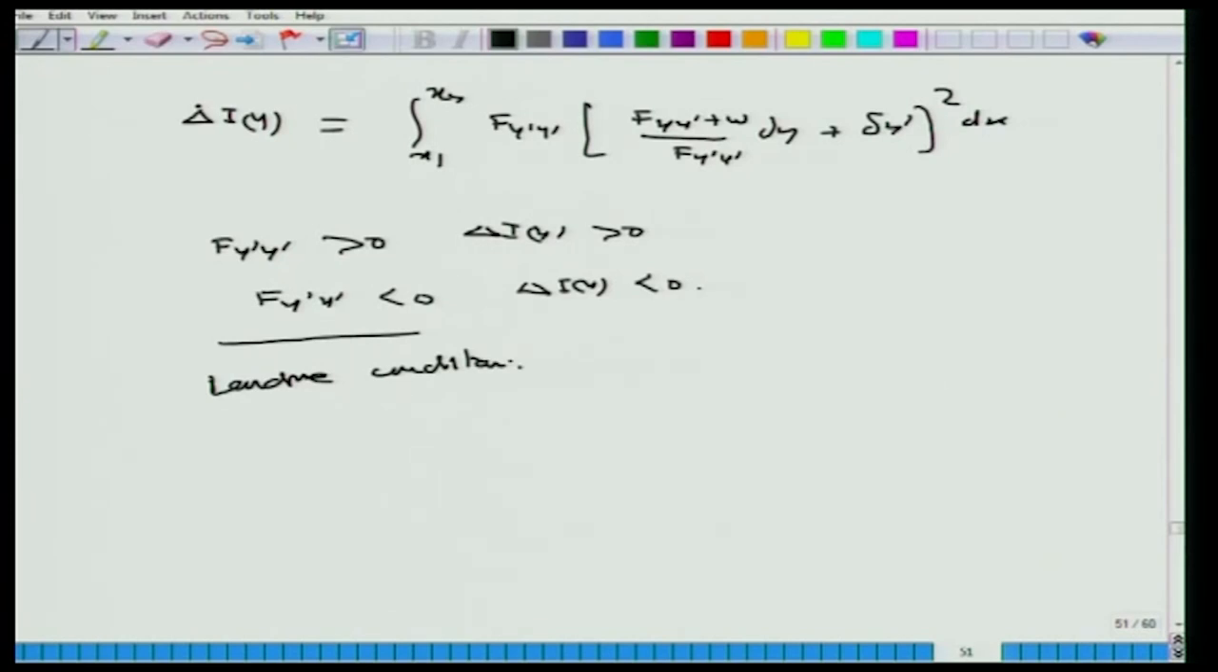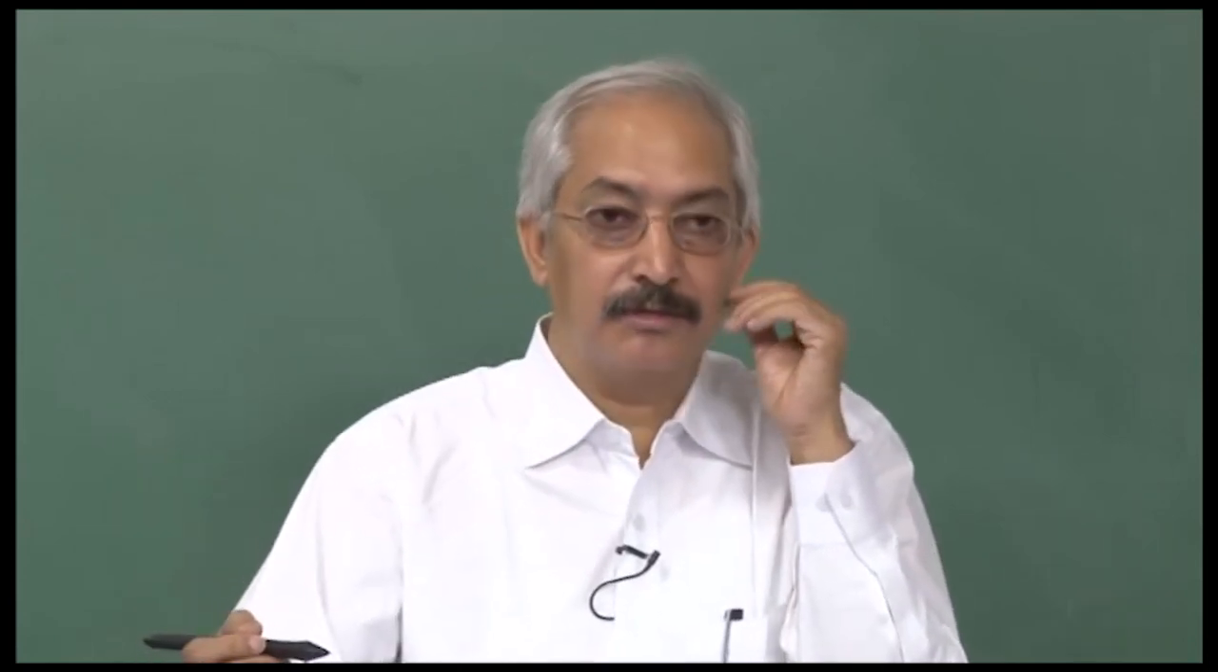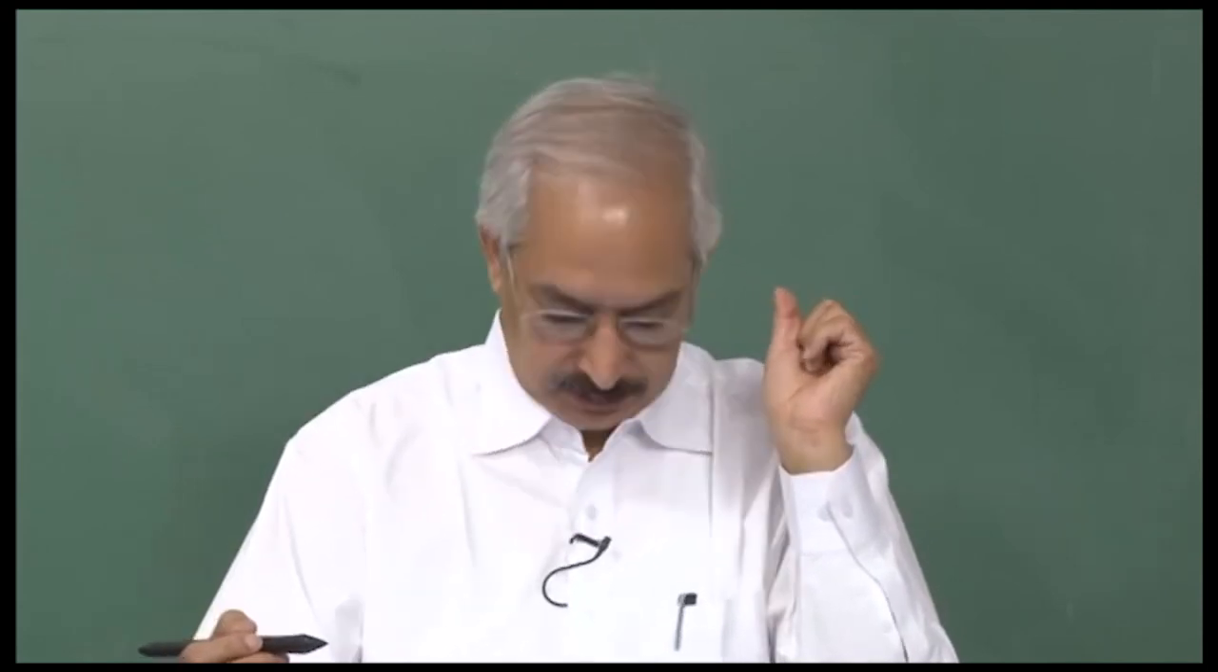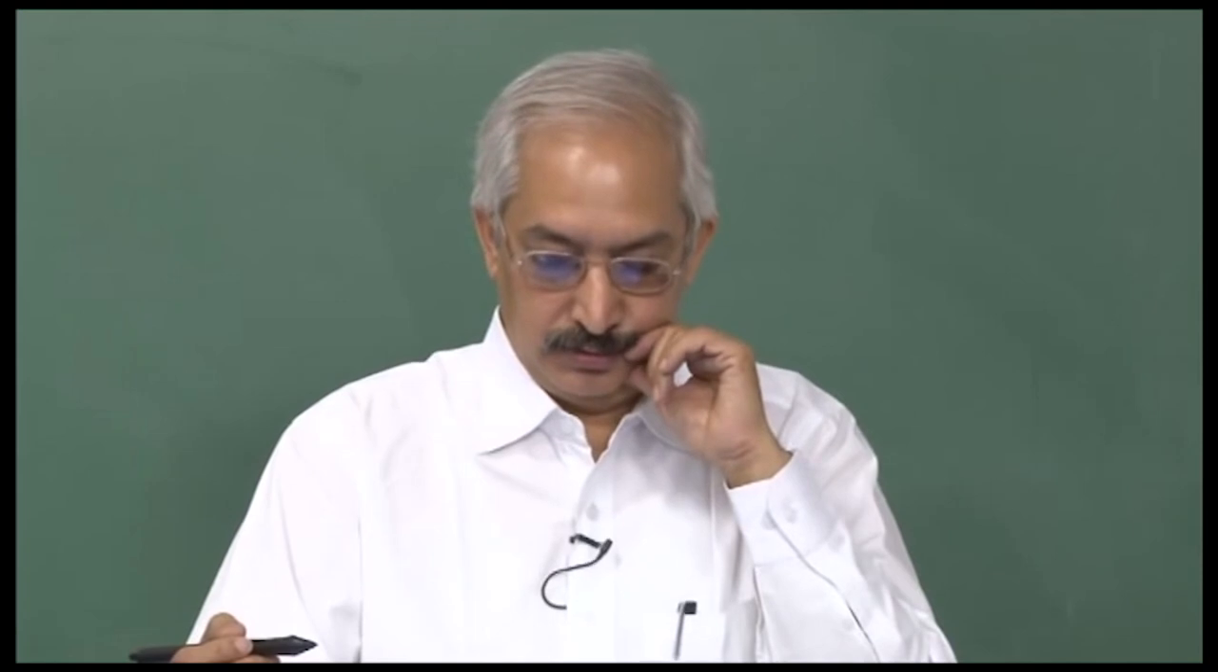So, if the Jacobi condition and Legendre conditions are satisfied, we see that we get the required results: in the case that F y prime y prime is positive, we get a strong or weak minimum, depending on whether y prime is assumed to be close to p or not. Similarly, F y prime y prime negative will imply a strong or weak maximum, depending upon the arbitrariness of y prime or whether it is assumed to be close to p.